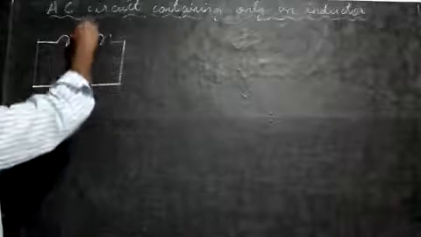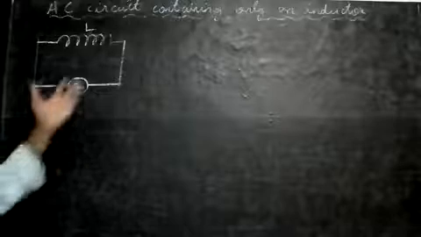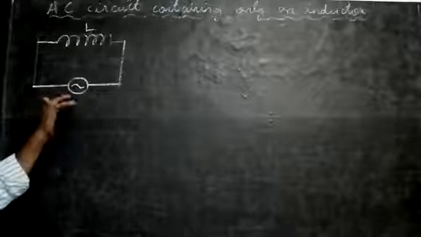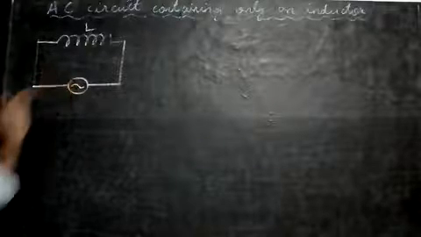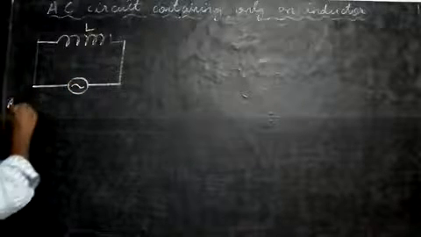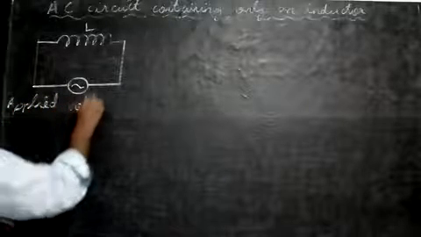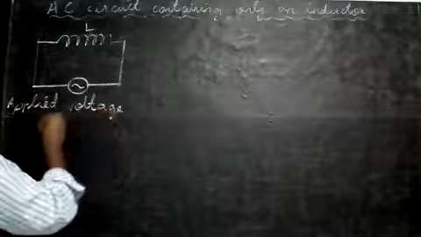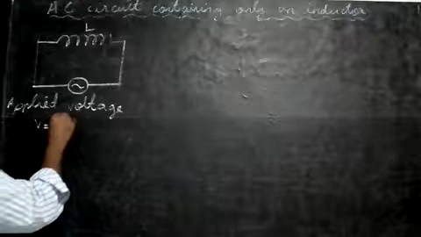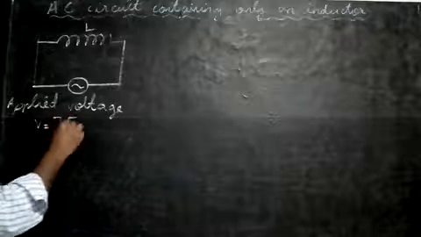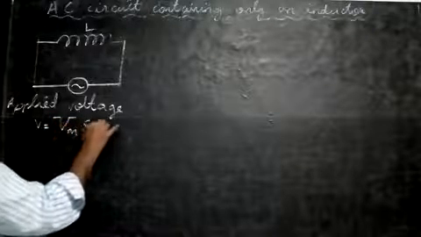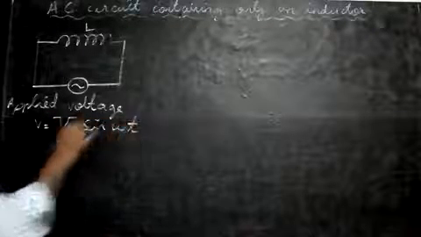So this is the inductor. L stands for the inductor or the coil here. Now let's see what's the applied voltage that we give. The applied voltage, that means the voltage that we give, small v is equal to Vm sine omega t. This we know how it comes.